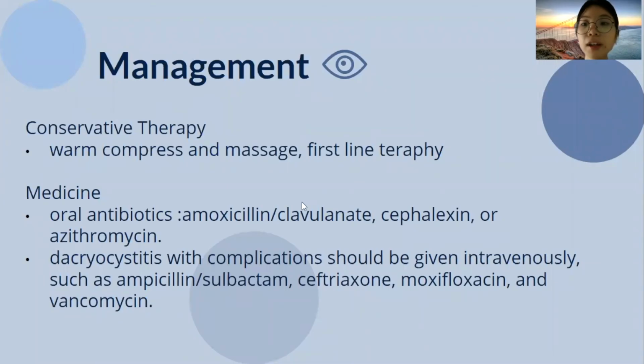Okay, my name is Gabrielle, number 169. I want to tell about management. First is conservative therapy. Warm compress and massage is the first line therapy. And we can give medicine like oral antibiotics such as amoxicillin or clavulanate, cephalexin, or azithromycin. Dacryocystitis with complications should be treated intravenously with drugs such as ampicillin or sulbactam, ceftriaxone, moxifloxacin, and vancomycin.